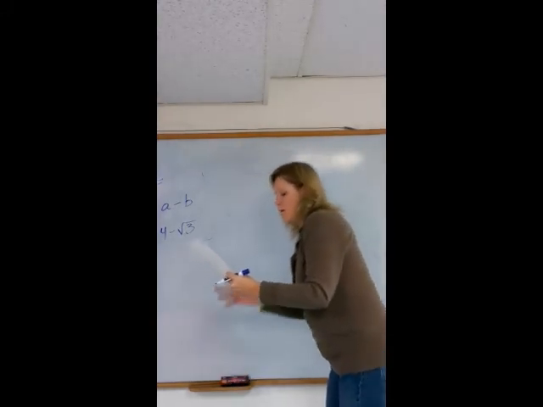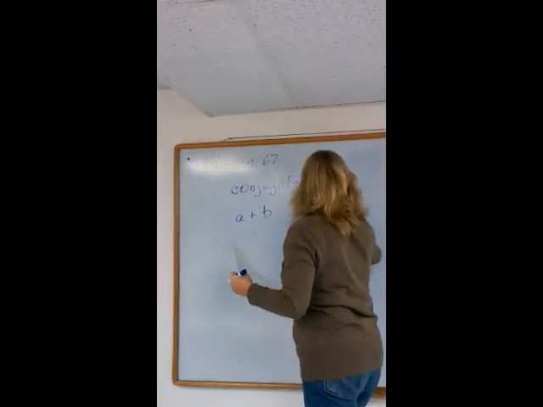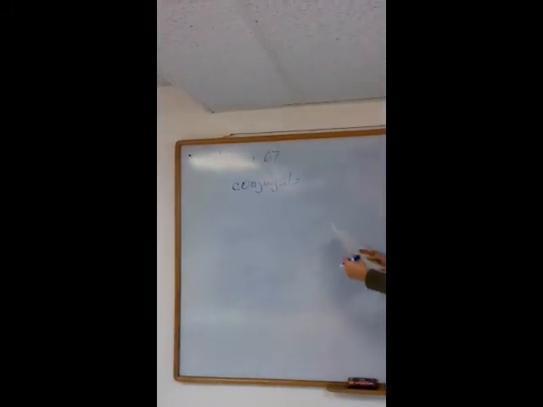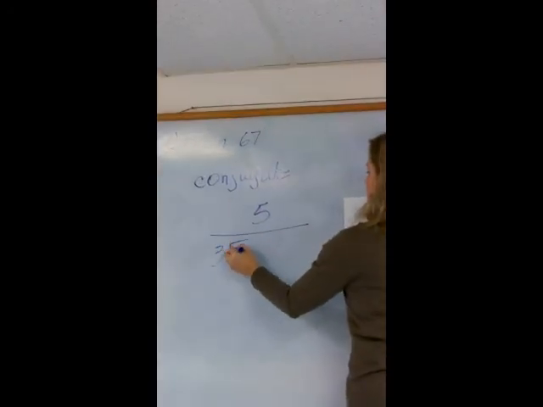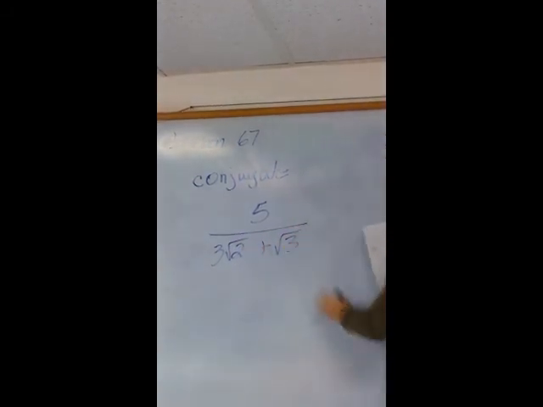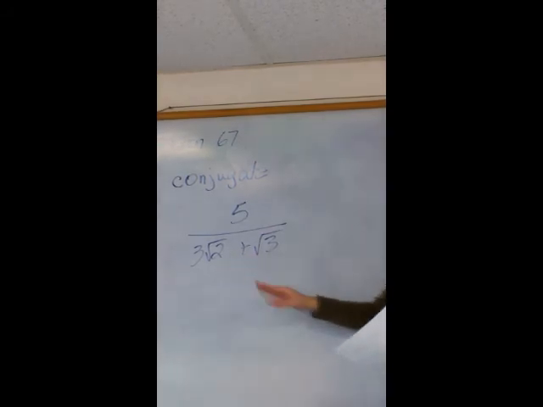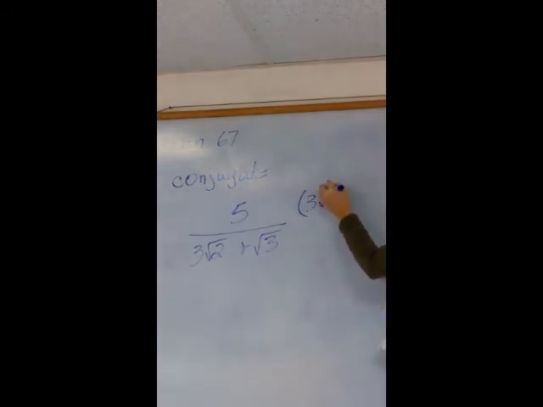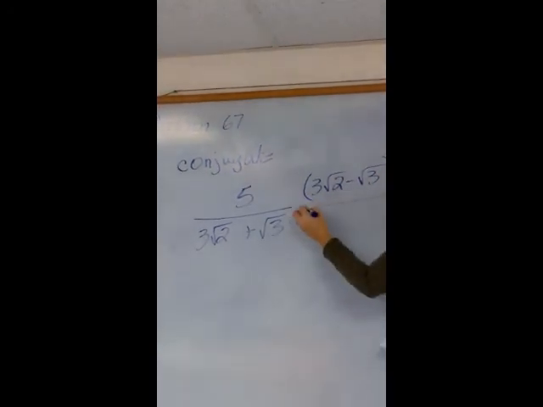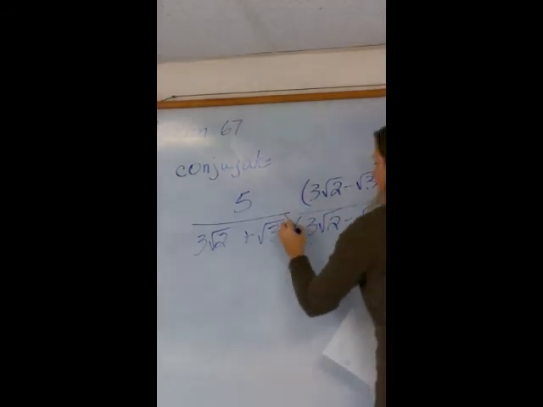All right, so in this next one, I'm going to use the middle of the board. All right, so my question is 5 over 3 root 2 plus the square root of 3. All right, so you think to yourself, oh, look, I have a square root in the bottom of the fraction. I need to multiply by the conjugate. So the conjugate is 3 root 2, and since this is a plus, I'll change it to minus root 3, and I'll multiply that on the top and the bottom. And I'm going to put it in parentheses also.